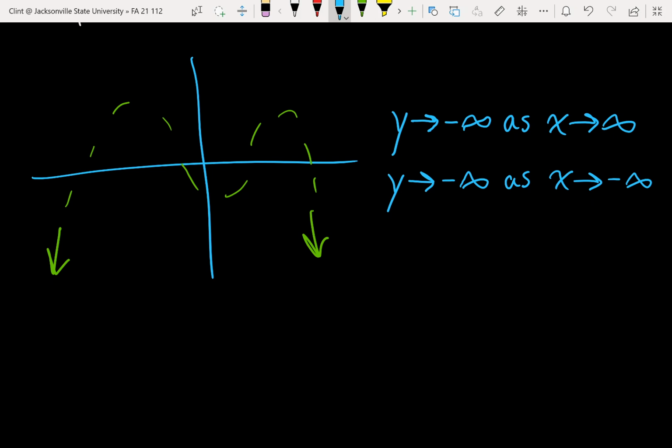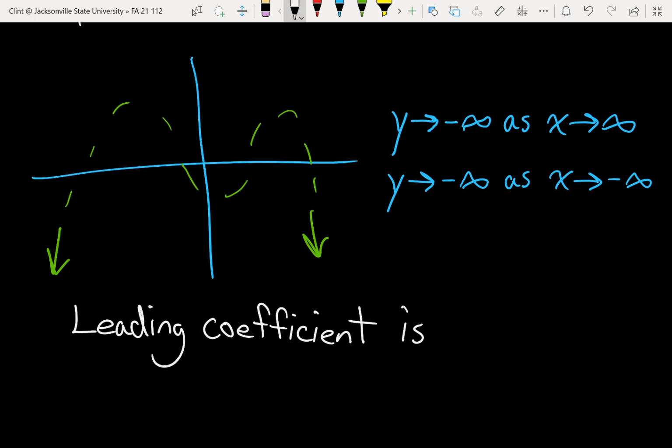And that happens when our leading coefficient is negative. So even degrees are not too bad to remember. If we have an even degree, one thing you can know is both ends are going to go the same direction. They either both go up or both go down. The situation where they both go up is a positive leading coefficient. The situation where they both go down is a negative leading coefficient.